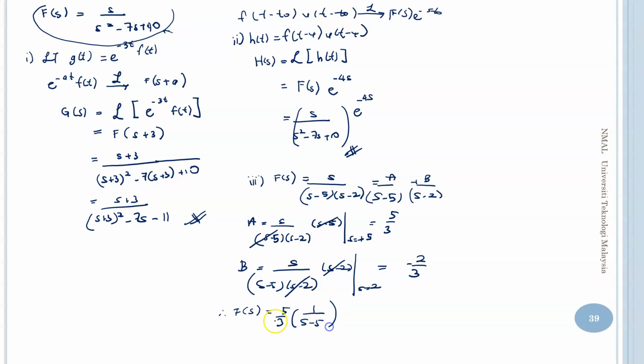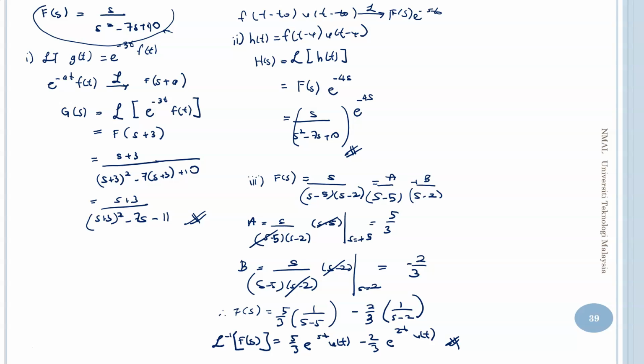Okay, so from here, you can get F(s) equal to 5 over 3 times 1 over s minus 5. Basically, you want to get the value of the constant here. Minus 2 over 3 times 1 over s minus 2. And you perform the inverse Laplace transform for F(s). Okay, we will get 5 over 3 e to the 5t u(t) minus 2 over 3 e to the 2t u(t). Basically, this is the solution.